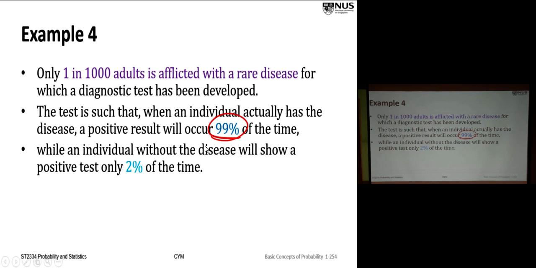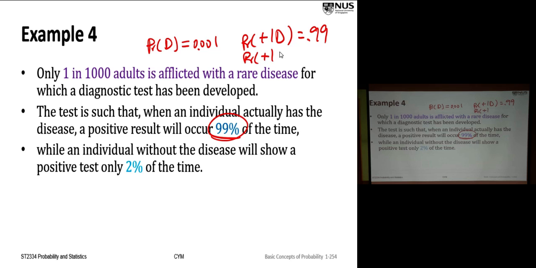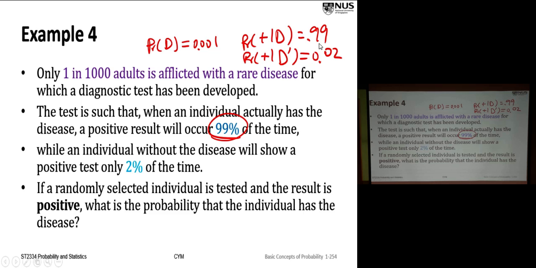So we are saying that the probability of having the disease is 0.001. The probability that it tests positive, given you have the disease, is 0.99. So it's good. The probability of positive for no disease is 0.02. These are the given information. Ideally, we want this to be as big as possible, and this one as small as possible, for good test kits.